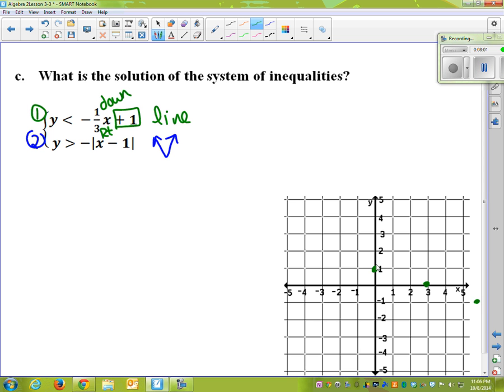You could also have the 1 be positive and the 3 be negative, making you go up 1 and to the right or to the left 3 spaces. And this is going to be a dashed line.